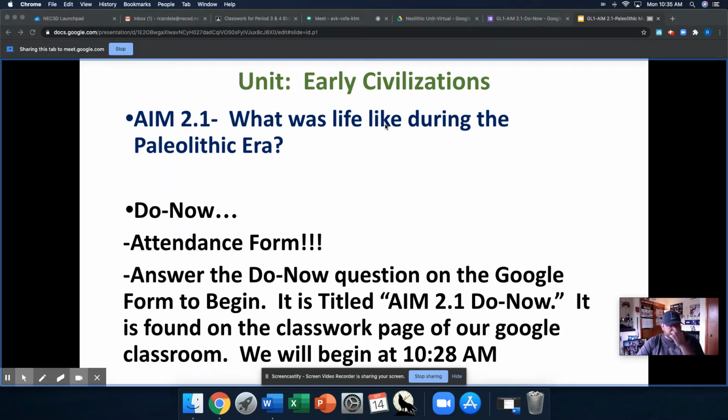What was life like during the Paleolithic era? Again, just a reminder, this is our lesson objective. This is what we want to make sure we know by the time this class is over. We need to be able to answer this question accurately with some detail in order to achieve the learning objective for today. So everything we come across, think about it through this lens. And here we go.